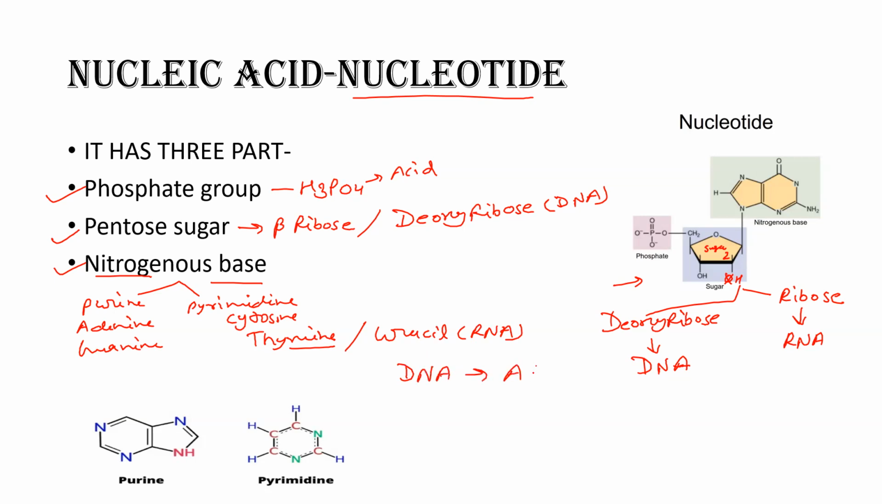In DNA, it is ATGC, and in RNA, it is AUGC. If you see the picture of purine and pyrimidine, purine is made up of two rings. It is a two-ring structure and pyrimidine is a one-ring structure.